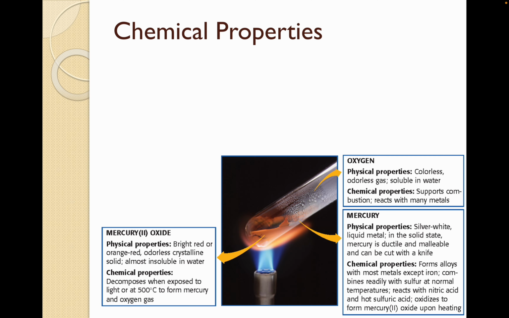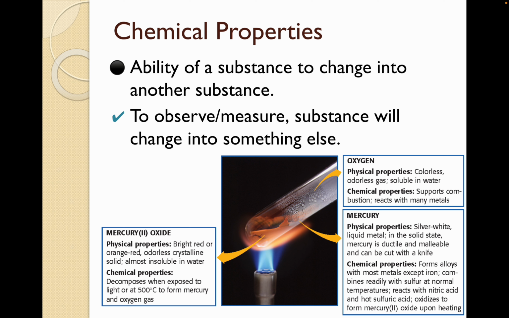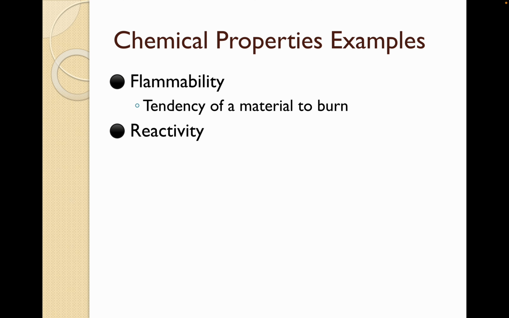Now, going into chemical properties, I'd say, obviously the whole chemical aspect of these properties and changes is more important than the physical because they can be harder to identify. So, the ability of a substance to change into another substance, or create another substance. To observe or measure, the substance will change into something else. That's the only way you're going to be able to measure that, right? So chemical properties, examples. Flammability. How capable is something to catch on fire? Tendency of material to burn, of course.